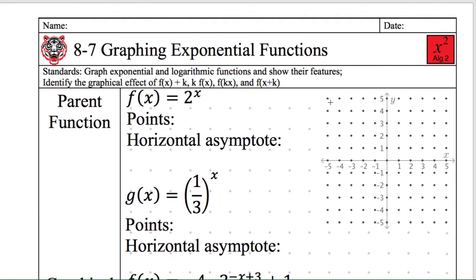All right, so we are in Algebra 2, Lesson 8-7, Graphical Exponential Functions. So today's only exponential functions, which feels weird, right? Because last unit, Unit 7, was exponential functions, and then Unit 8 is logarithmic functions.